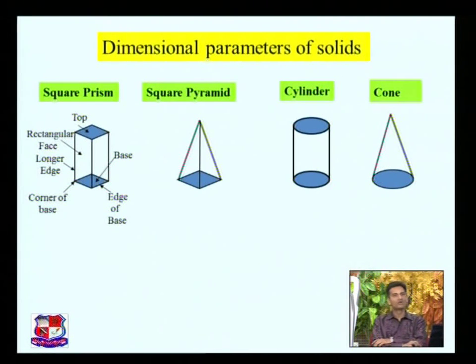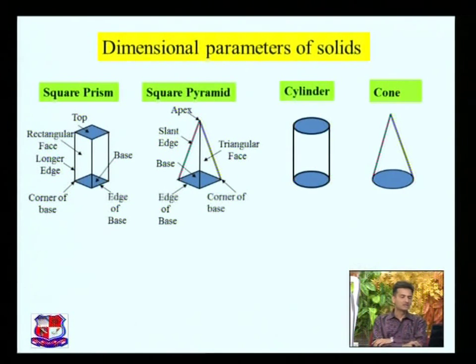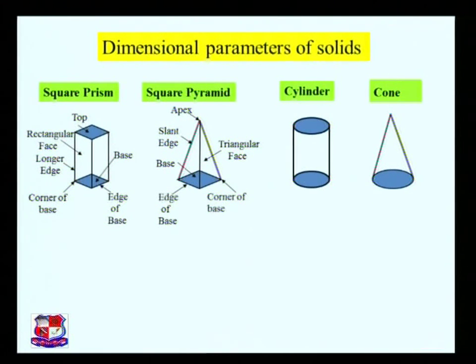Similarly, for square pyramid, this is the apex point, topmost point. This is called the slant edge. This edge is called the base. This is the edge of the base. This one is the corner of the base, and this is a triangular face. As it's a square pyramid, 4 triangular faces would be there. So to represent this square pyramid, again 2 parameters are necessary. One is the side length of the base and another is its height.